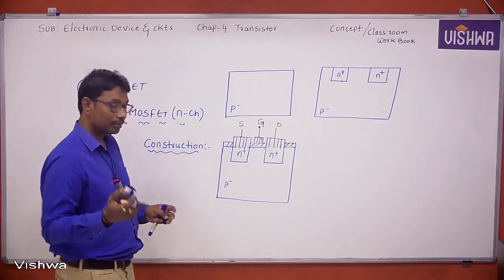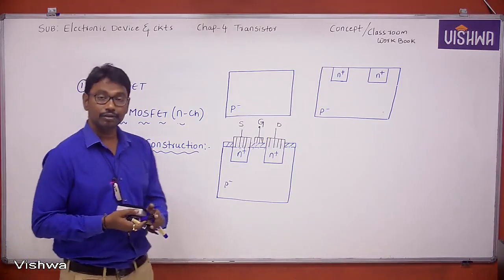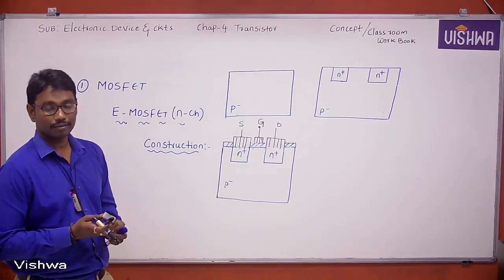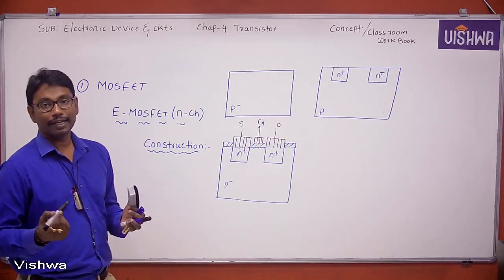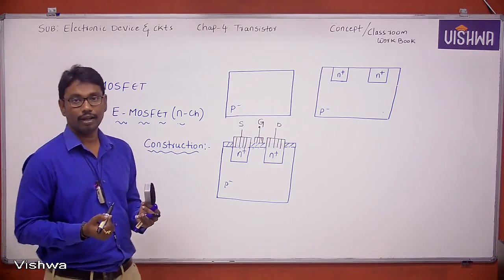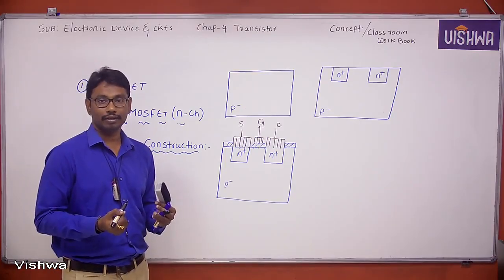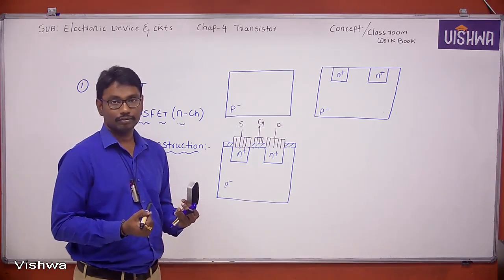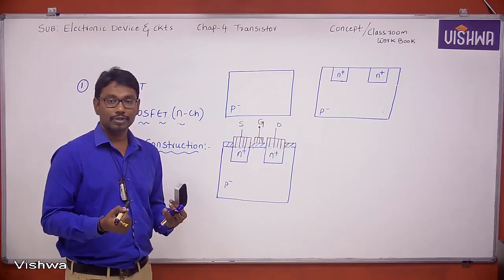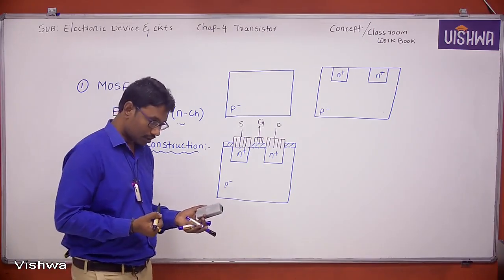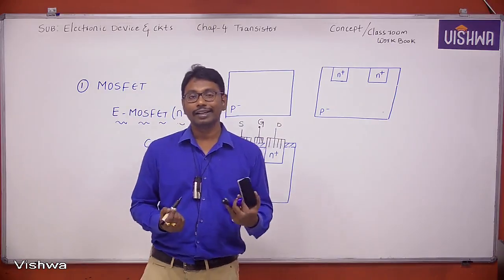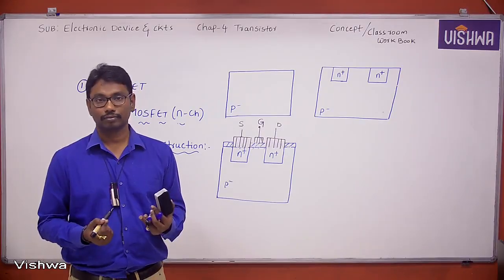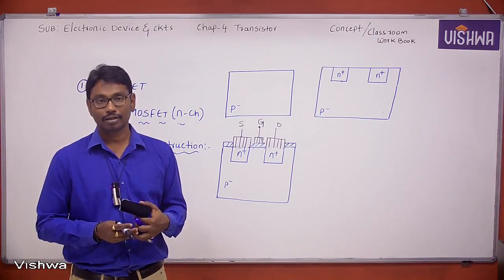Copy here, write out the points first. Construction: consider a lightly doped p-type semiconductor material, which can act as a substrate or bulk, and it can provide mechanical support.